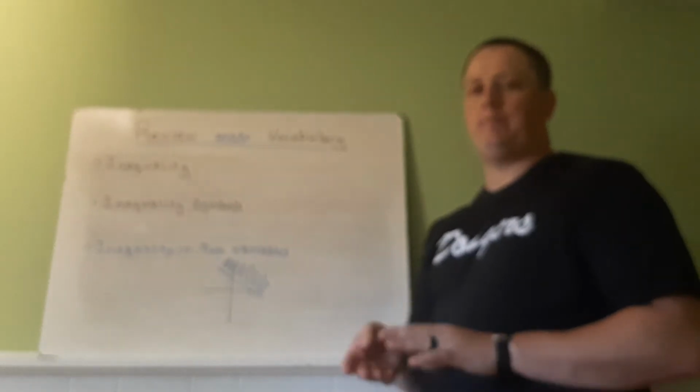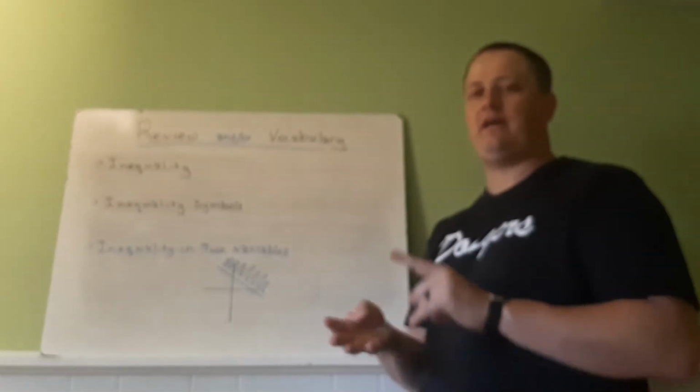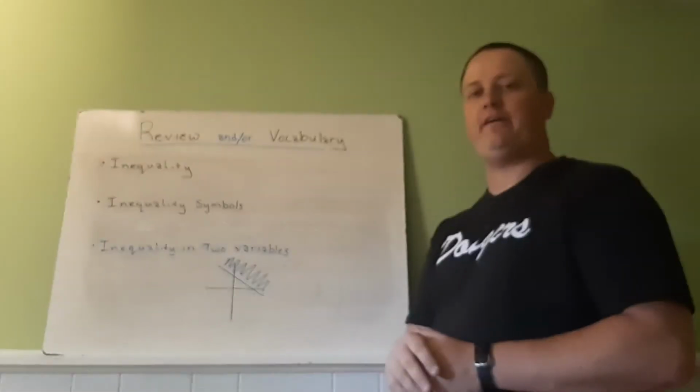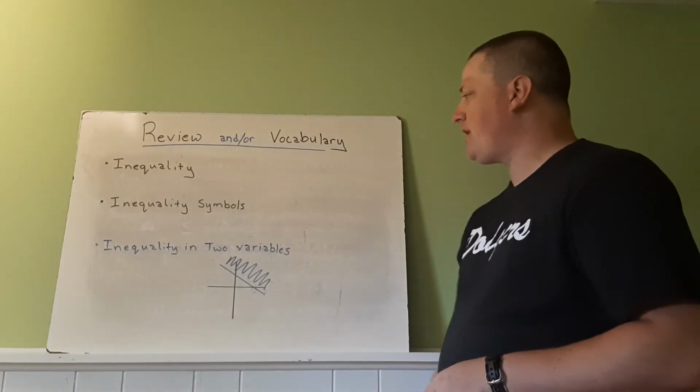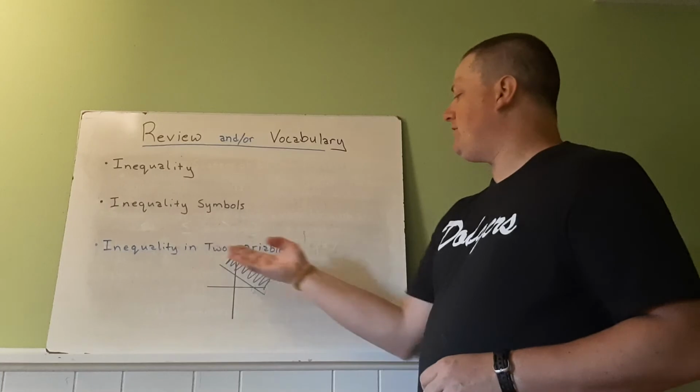All right, so our vocabulary, still working with inequality. It is a constraint with a range of possible answers. Inequality symbols, remember our four main ones: greater than, less than, greater than or equal to, less than or equal to, and then we have our fifth, not equal. Okay, inequality in two variables.